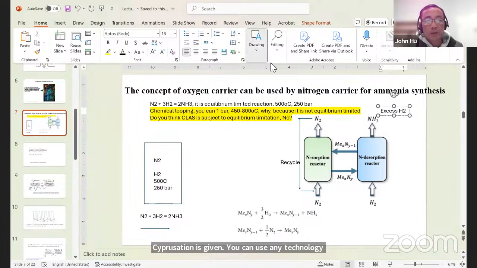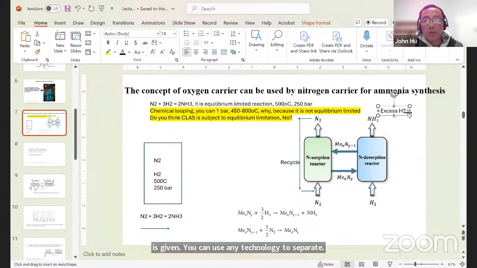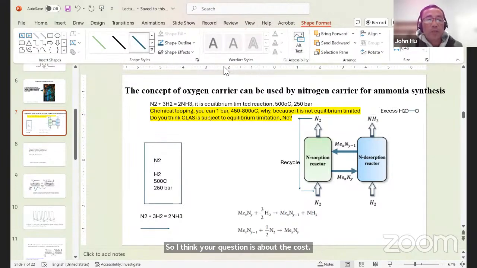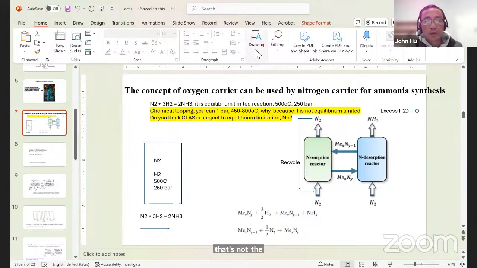Okay, so I think your question is about the cost. That's not the chemical loop. That's not the issue. The cost I'm talking about is just the concept. Hold on.